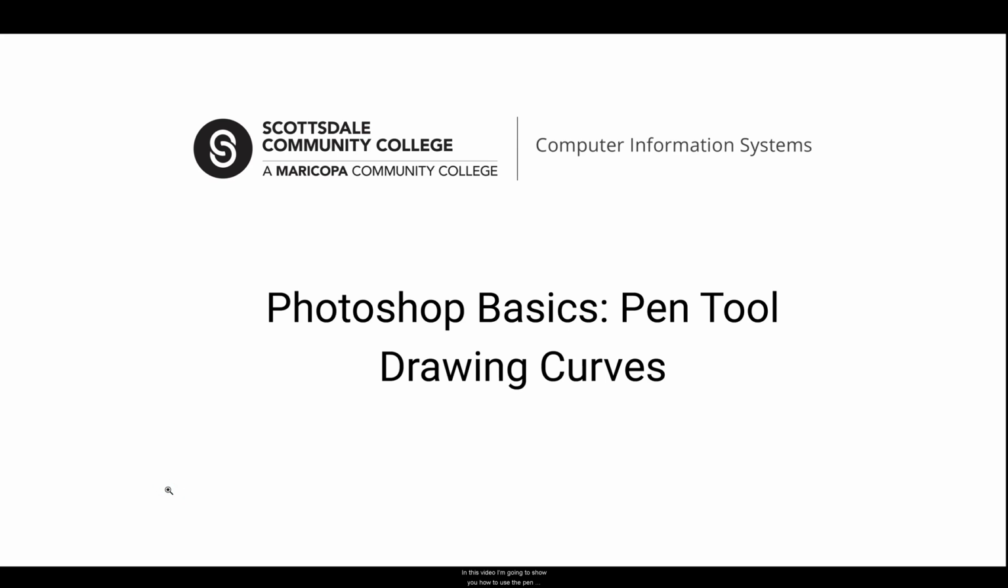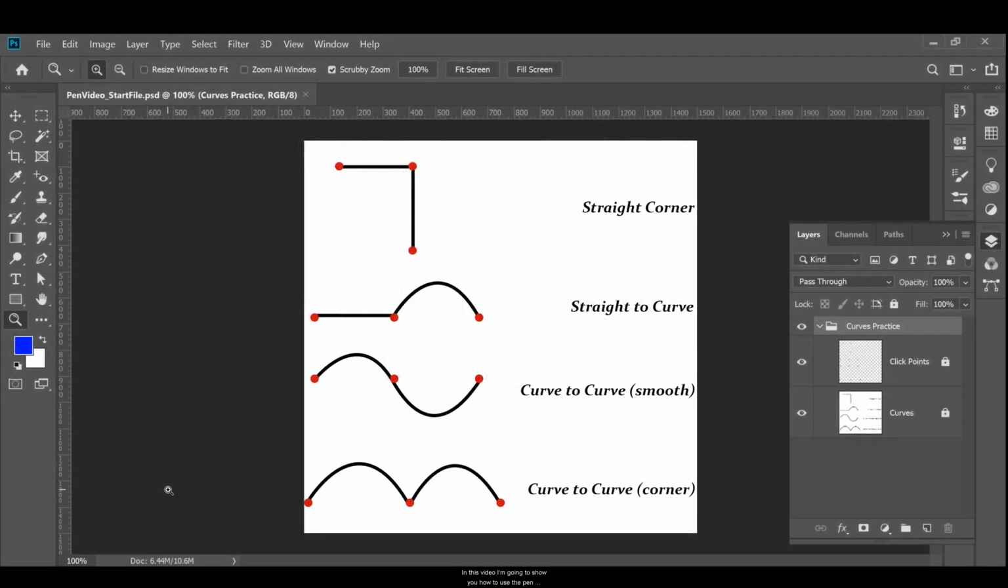Hi, in this video I am going to show you how to use the pen tool to draw different types of curves or lines inside Photoshop. I already have a Photoshop file set up that is showing me two different layers, one called click points and one called curves. The curves layer is just a template that I'm going to basically be tracing over, and the click points is a layer I created that has those red dots.